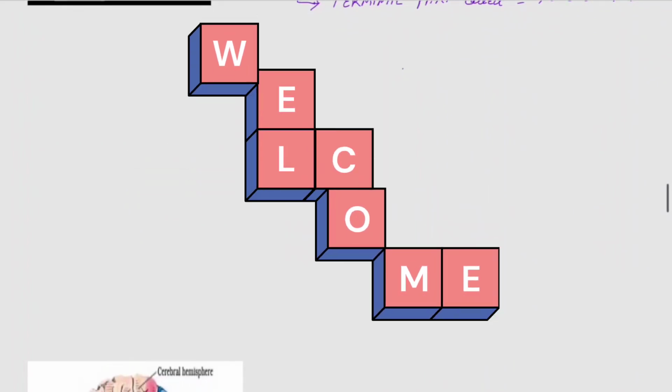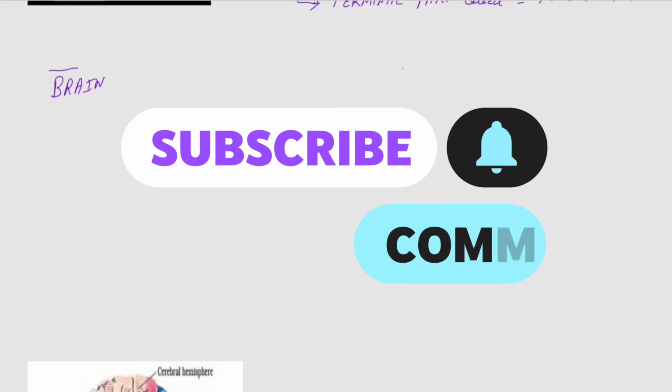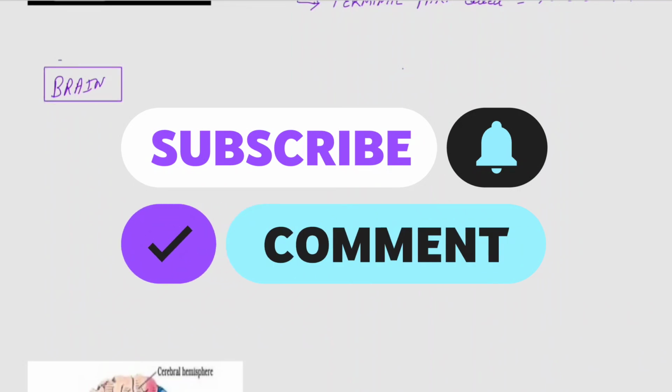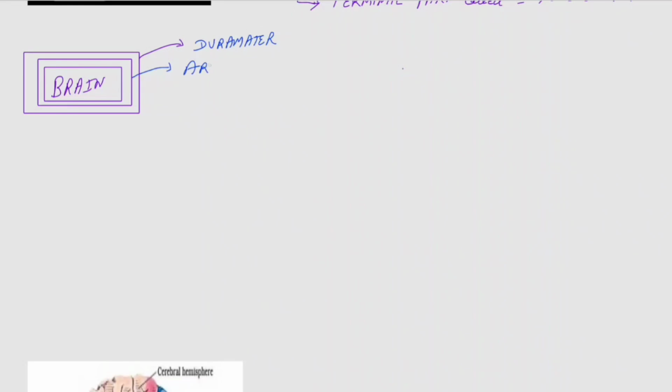Now let's talk about the brain. The brain has covering layers. The number of covering layers is 3. First is dura mater, second is arachnoid, and the third protective layer of the brain is known as pia mater.